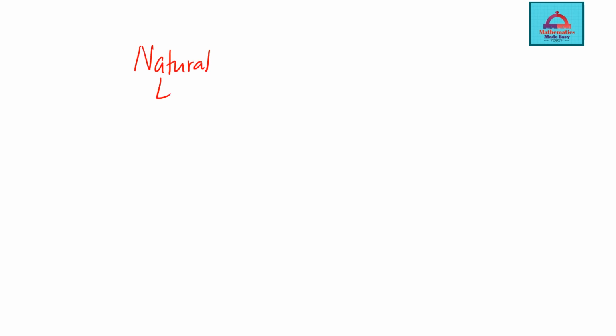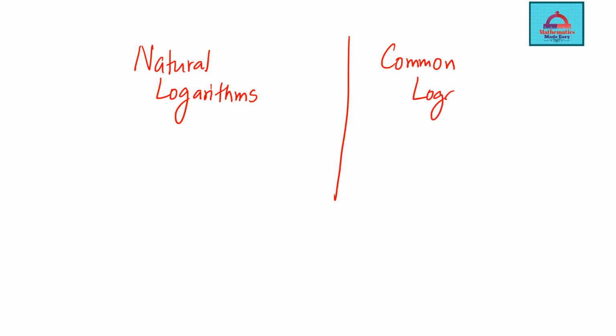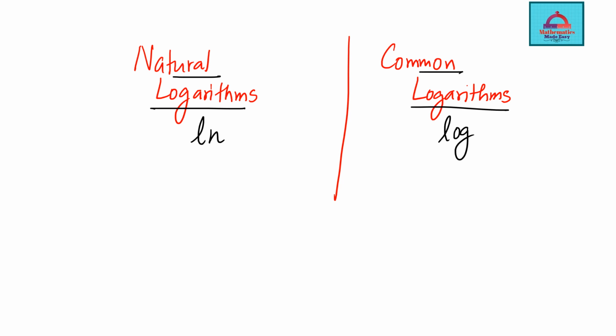Now in today's session, we are going to be looking at natural logarithms. Until now, you've been working on common logarithms. So I want you to understand the difference between these two before we proceed with today's session. Natural logarithms are written with the notation ln and common logarithms are written with the notation log. Now here the base is e, whereas here the base is 10.